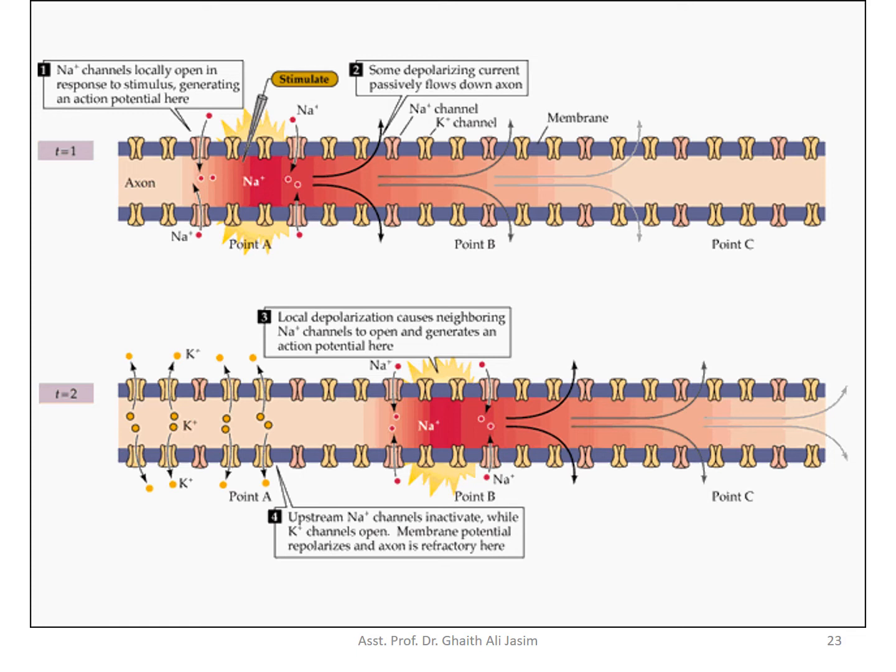We can see the movement of the deep red color to the adjacent segment. And in number 4, the upstream sodium channels inactivate while the voltage regulated potassium channels open. The membrane potential repolarizes and the axon is in the refractory period. That means sodium channels are inactivated, closed, and incapable of opening.